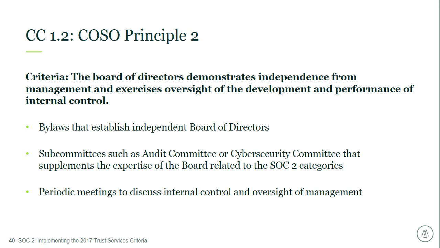One of them is first having a control that establishes that you have an independent board of directors, and sometimes even going a bit further, talking about maybe some subcommittees you have that really are charged with overseeing internal controls, such as an audit committee or a cybersecurity committee. So that's a good one there, is just establishing that you do have independent oversight. And then establishing that there are meetings with the board that discuss internal control and oversight of management.